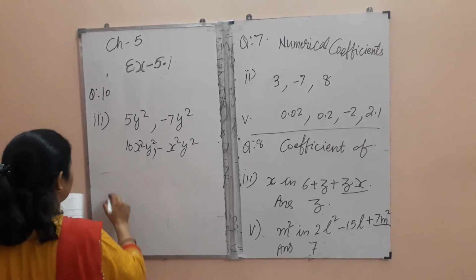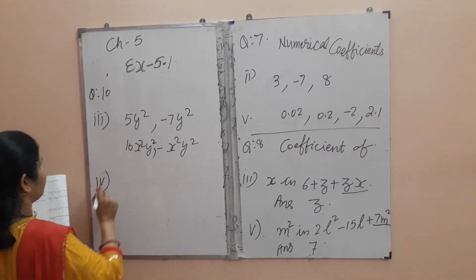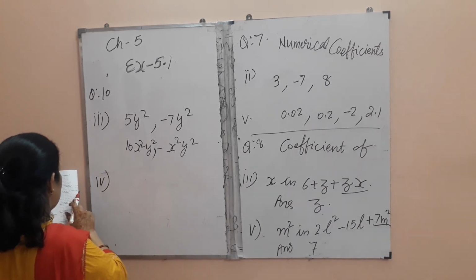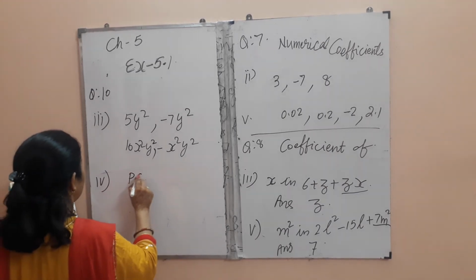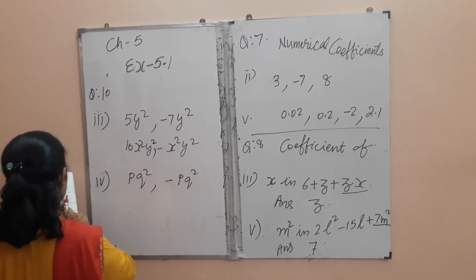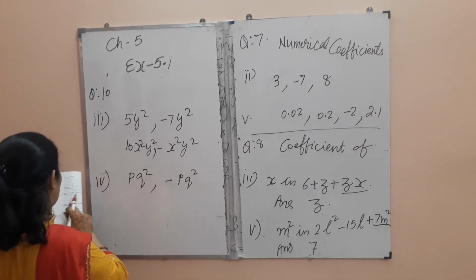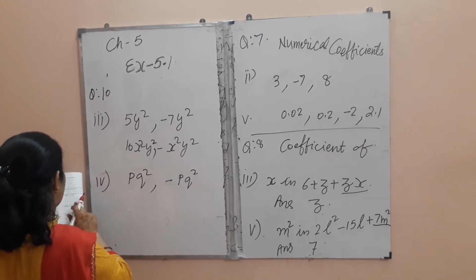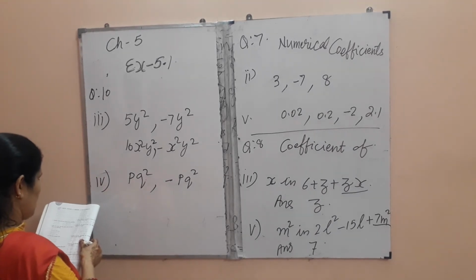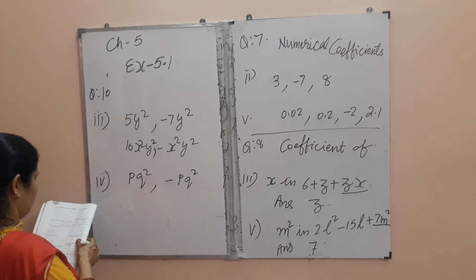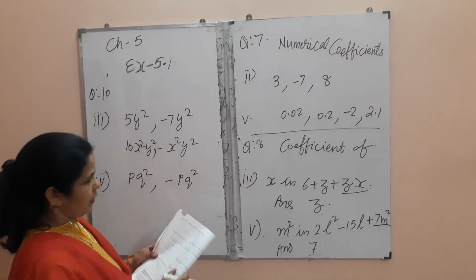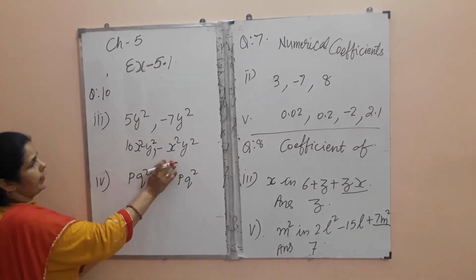Next, I am doing the fourth. In this, pq square and minus pq square. Then q square p, no, there is no p square q. And here also pq and p square, no, only one pair is there. Only one pair of like terms is there. So the rest you will do yourself. I hope you have understood the like terms.